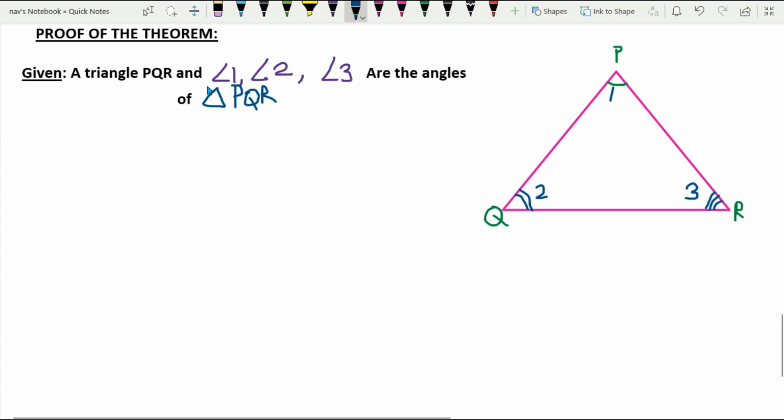Since this is a theorem, it has a proof. Now we are going to prove this theorem. Now we are going to prove the angle sum property of the triangle.